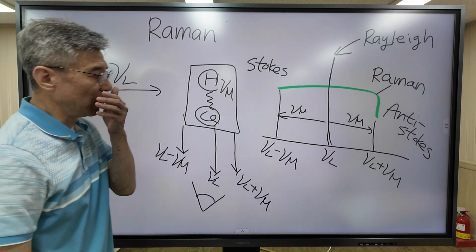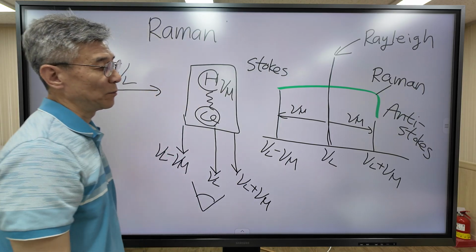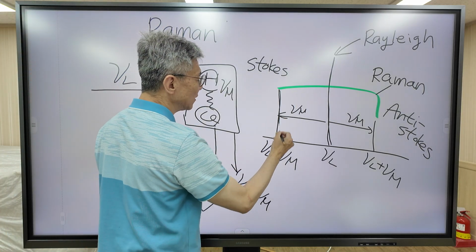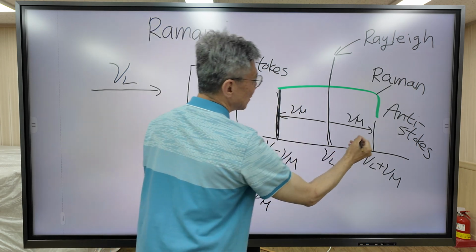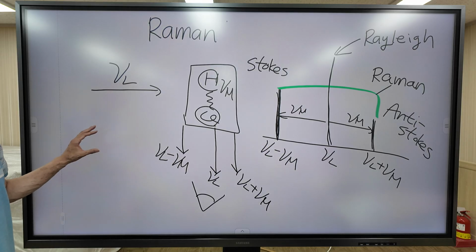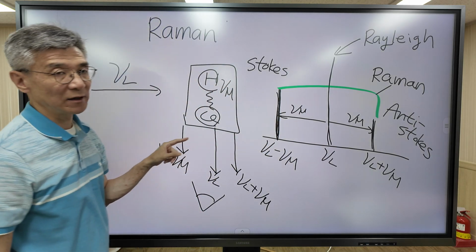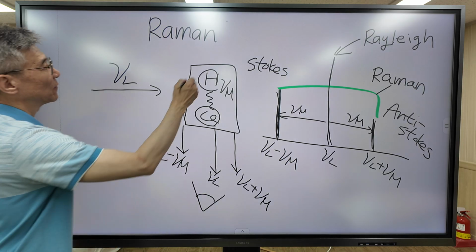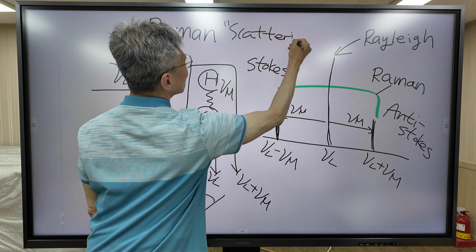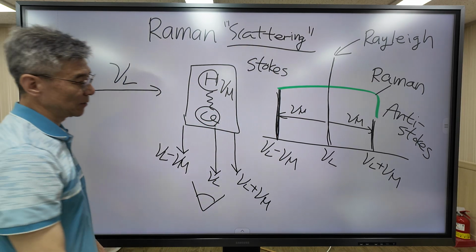As you can see, the peak positions are symmetric about the Rayleigh line, but the intensity is not symmetric. The intensity of the Stokes line is more intense than the intensity of the anti-Stokes line. When the Raman phenomenon was first observed, this asymmetry puzzled the scientists. As I said before, Raman is a scattering process, and scattering is a well-known phenomenon among scientists.